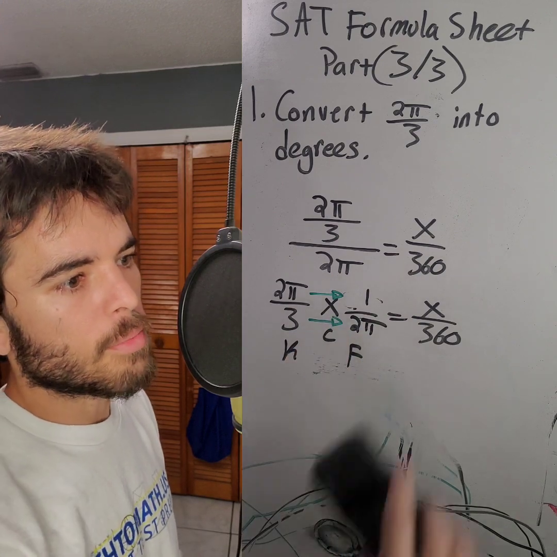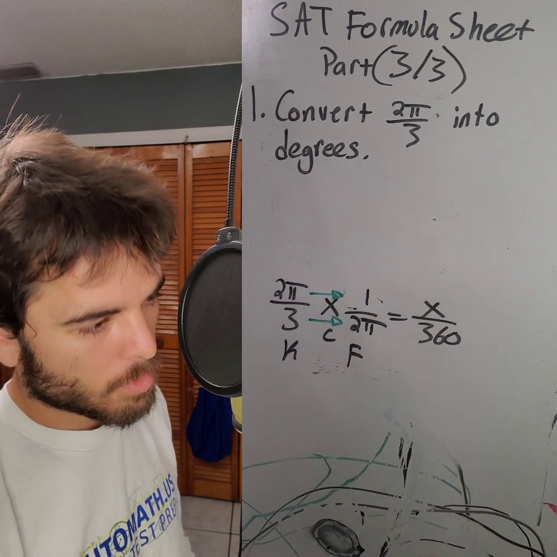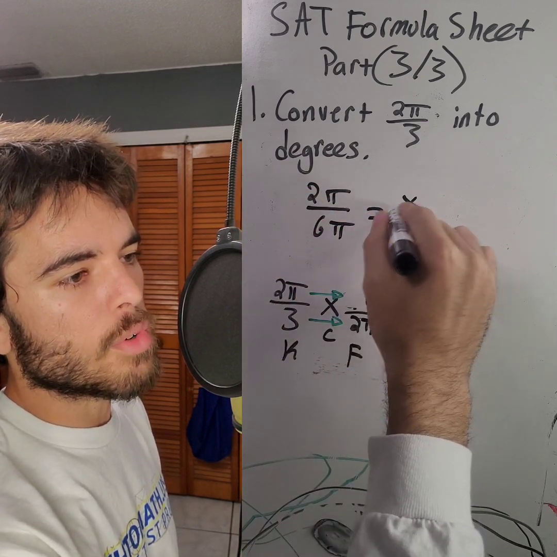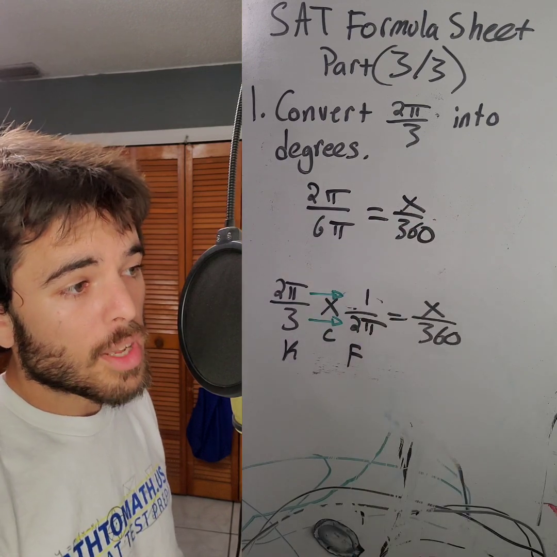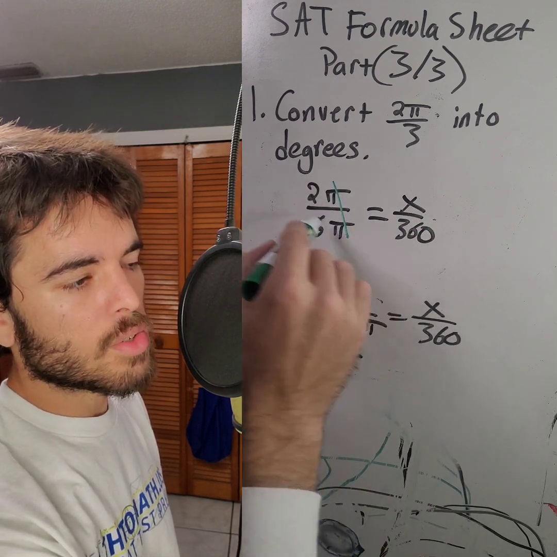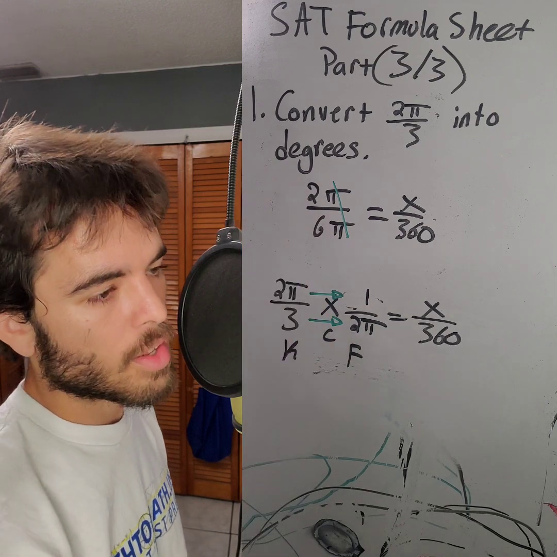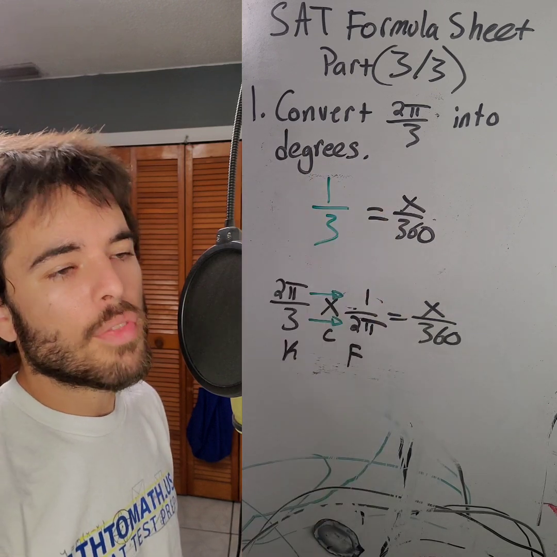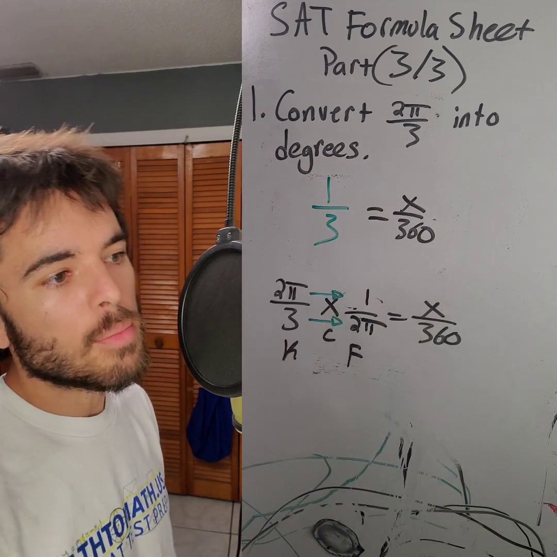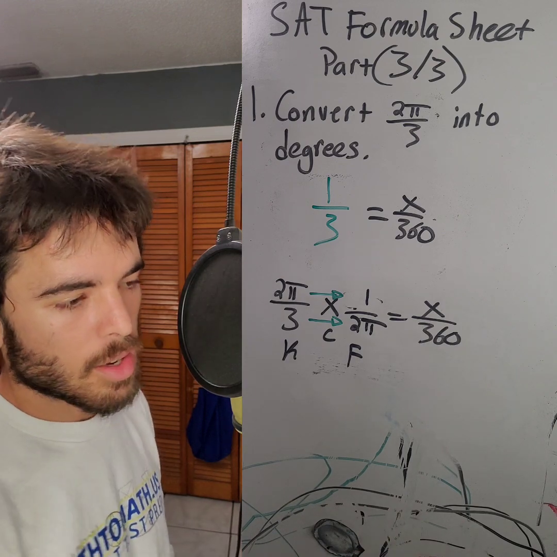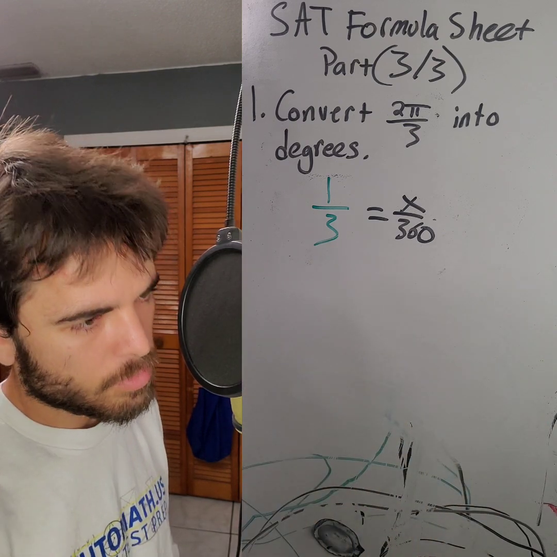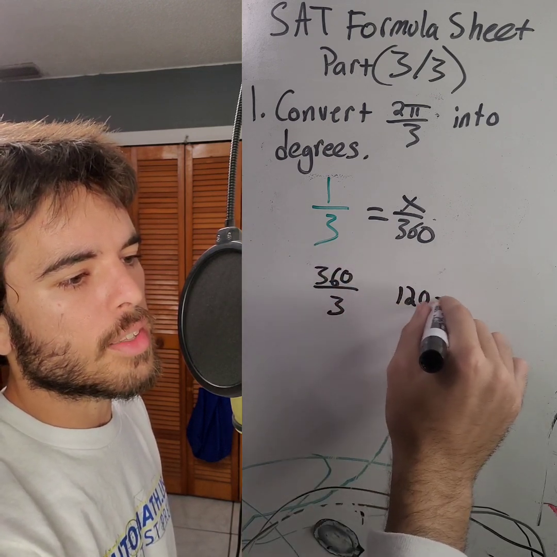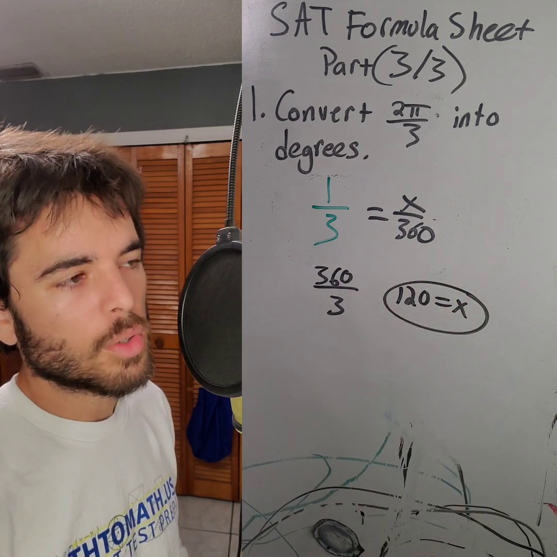Okay, so I'm going to erase a little bit, but bear with me. We have 2 pi over 6 pi equals x over 360. Now really quickly, we could actually simplify that fraction. The pi's cancel and 2 over 6 is 1/3. And now we have 1/3 equals x over 360. Now we can multiply the 360 to the other side and easily solve for this missing variable. 360 over 3, that's going to be 120. x is equal to 120 degrees.